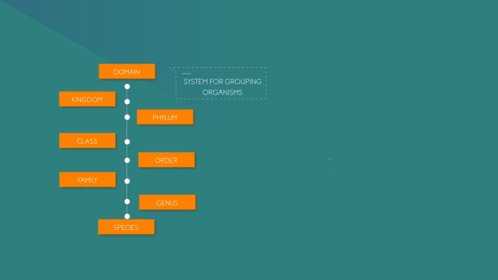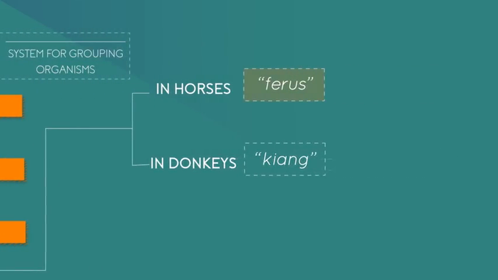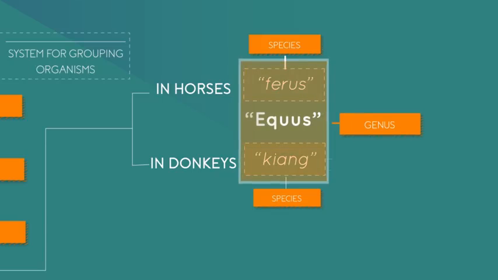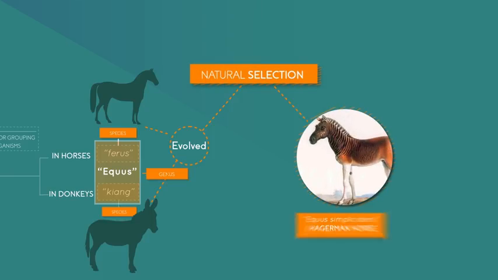The species group is accepted as the smallest unit of biological classification and is always given a Greek or Latin name. In horses, this name is ferus, whilst in donkeys, the species name is asinus. Both species belong in the larger group, or genus, known as Equus. These two species both evolved through the process of natural selection from a common ancestor called Equus simplicidens, or the Hagerman horse.